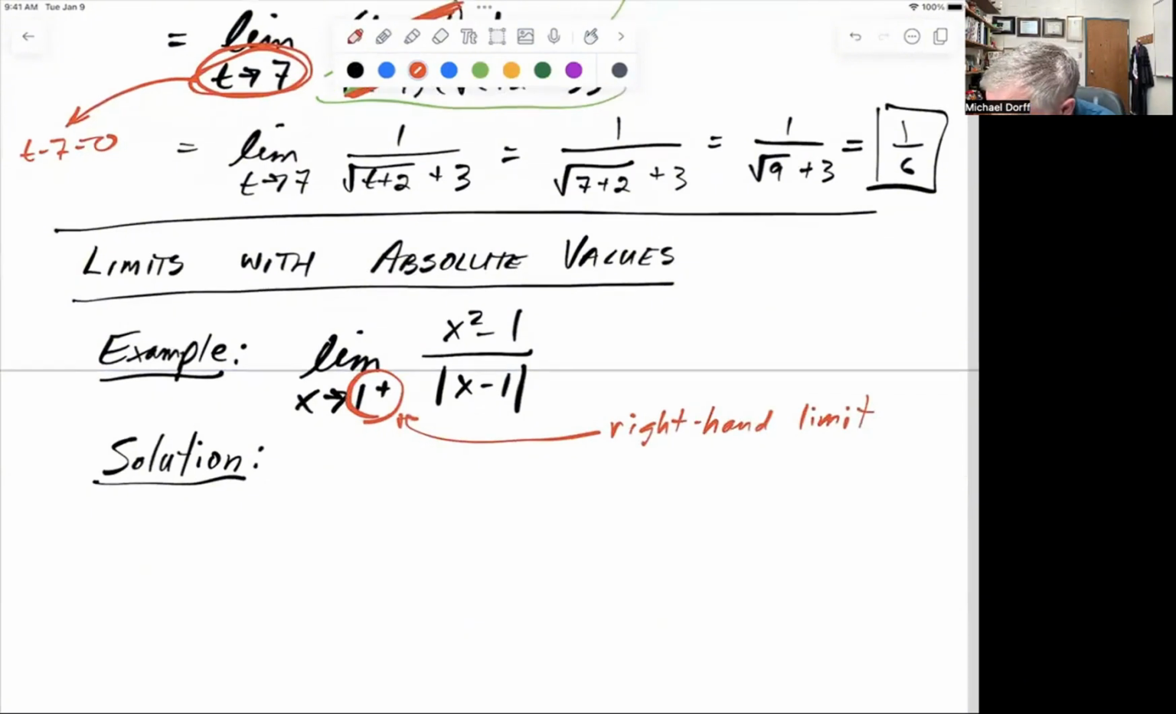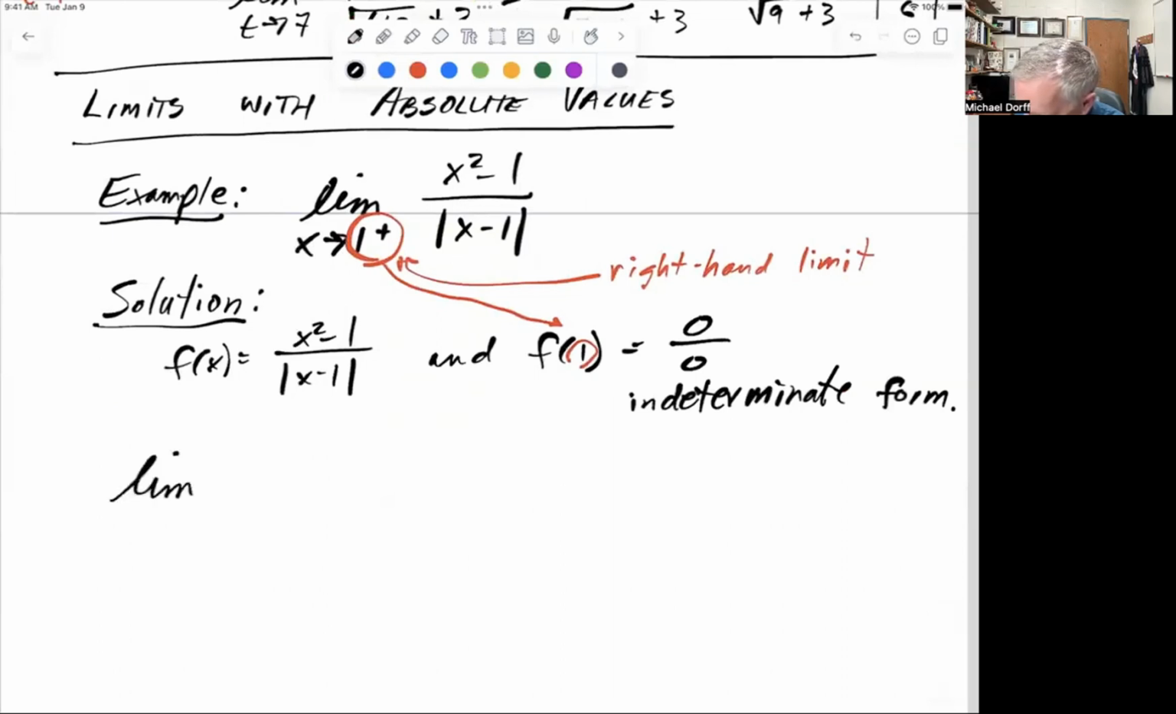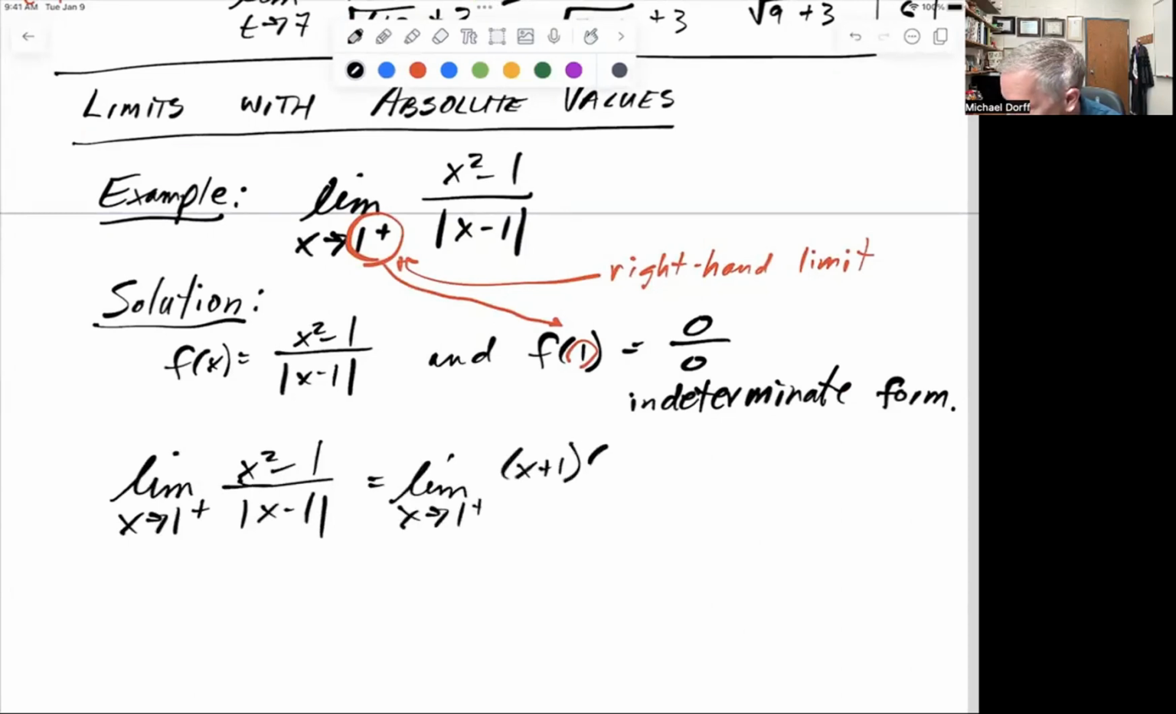All right, if I do my direct substitution here, so if I have my f of x equals x squared minus 1 over the absolute value of x minus 1, and I did my direct substitution here, putting in 1, I get 0 over 0, so indeterminate form. And so I need to do some work. Now, you may say, well, if I look at that limit, I can factor the top, which is right. I can factor it. And when I do that, I have x plus 1 times x minus 1 all over the absolute value of x minus 1.